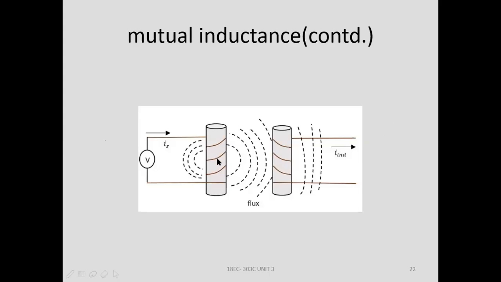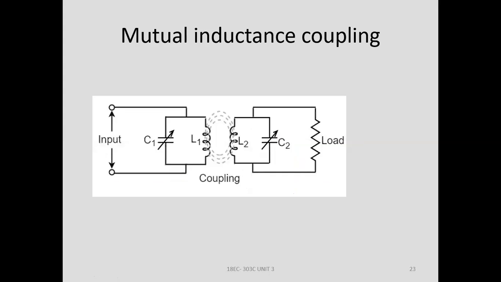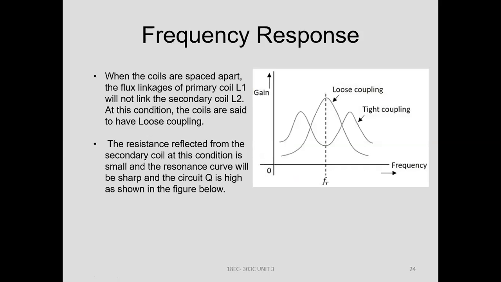See, this is the first coil with the varying magnetic field. There will be an EMF induced in the second coil by the flux. Between the first tank circuit and the second tank circuit there will be a coupling, and the coupling coefficient depends on the distance between these two tank circuits.